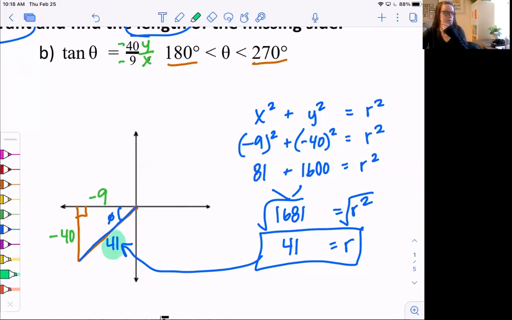Okay. I'm going to relaunch this poll. How are we feeling about this after seeing these two examples?